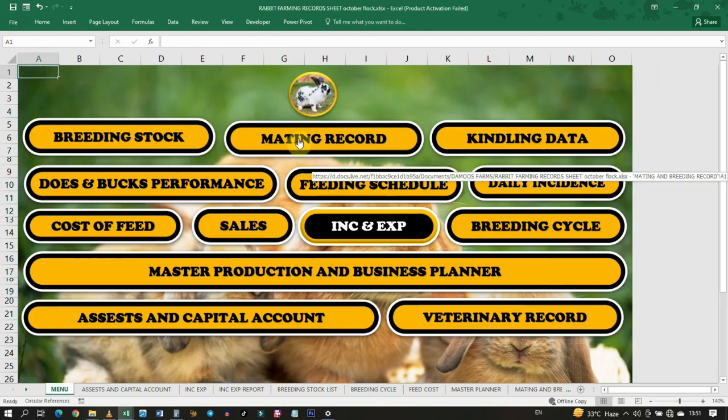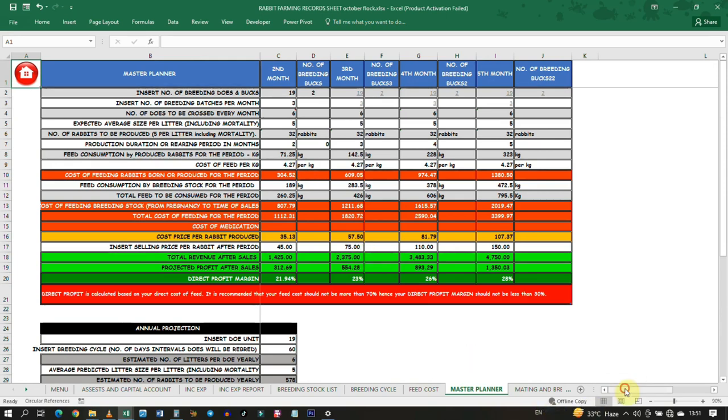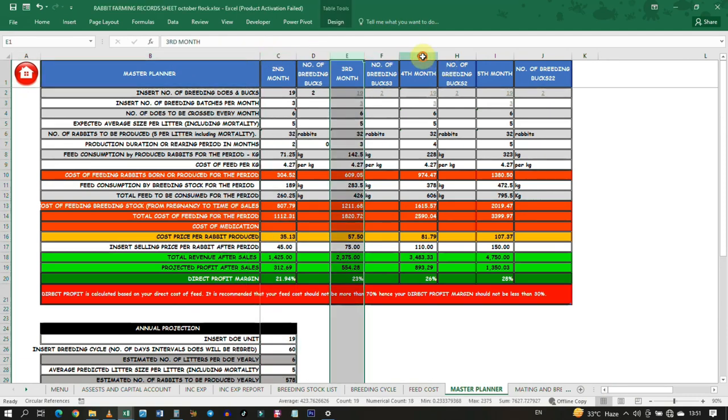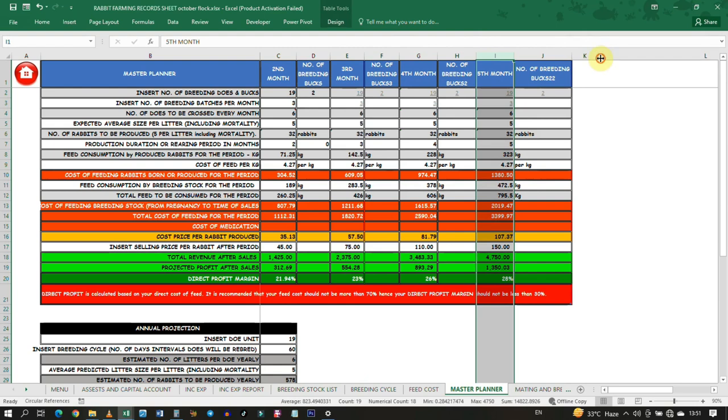Good. Then the next thing we want to talk about is, now that you are done with your breeding stock, you want to go to master production and business planner. So over here, let me make it quick. Rabbits can be sold from their 2nd month, 3rd month, 4th month, and then their 5th month. Usually 6 months is not so business advisable, that you leave rabbits on your farm for up to 6 solid months.